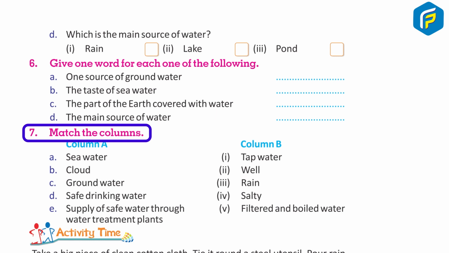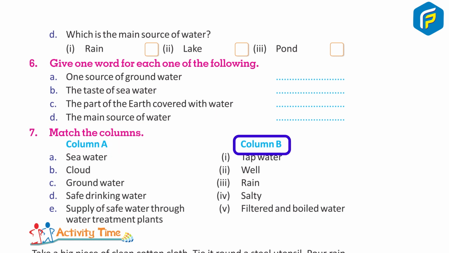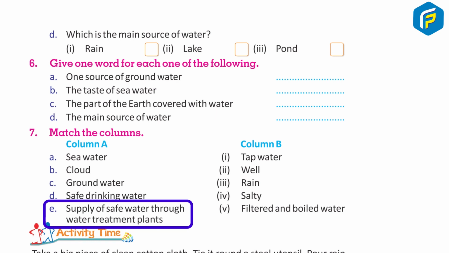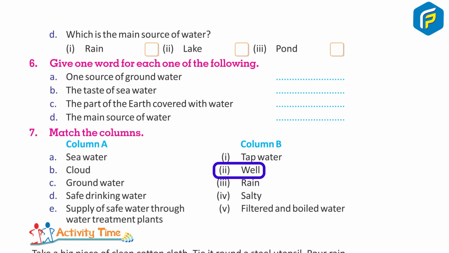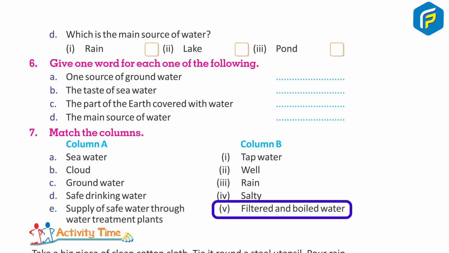7. Match the columns. Column A, column B. A. Seawater. B. Cloud. C. Groundwater. D. Safe drinking water. E. Supply of water through water treatment plant. 1. Tap water, 2. Well, 3. Rain, 4. Salty, 5. Filtered and boiled water.